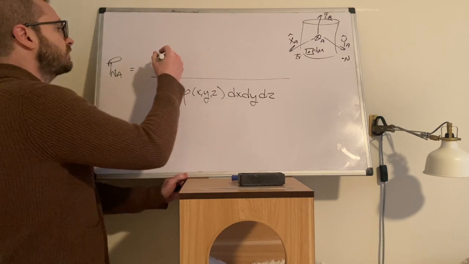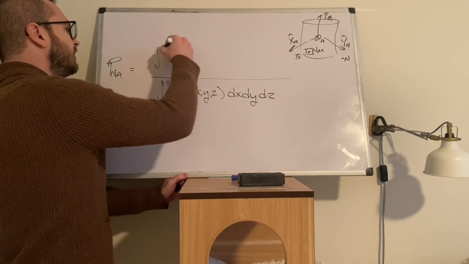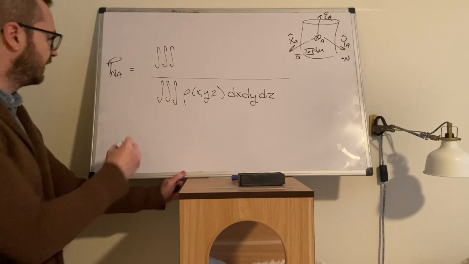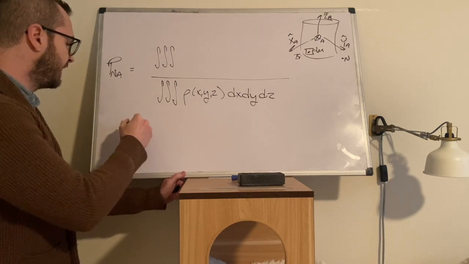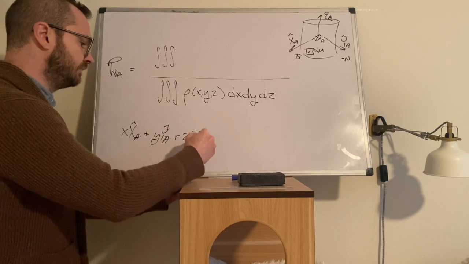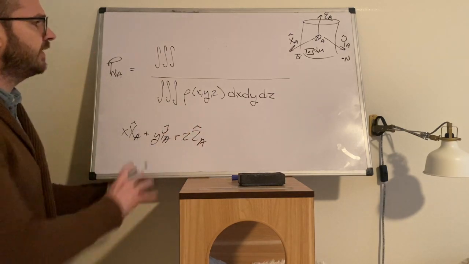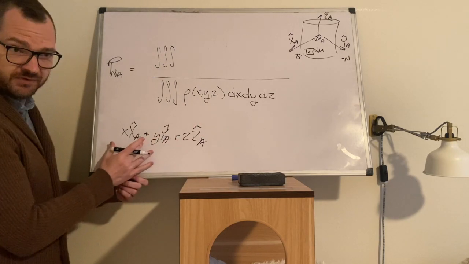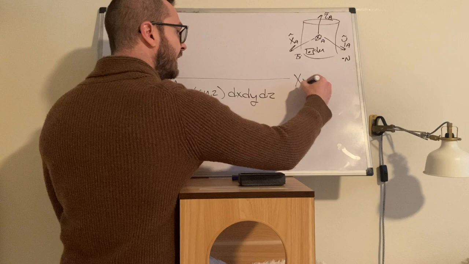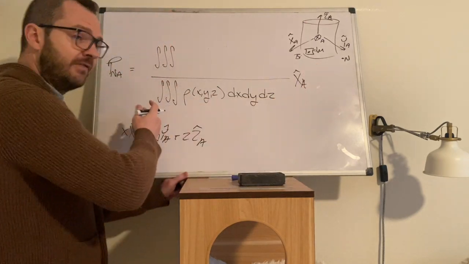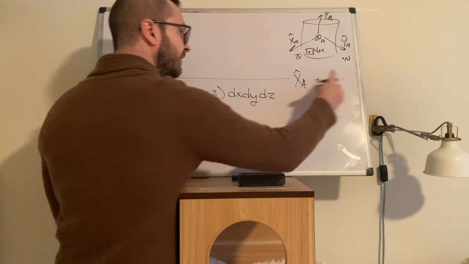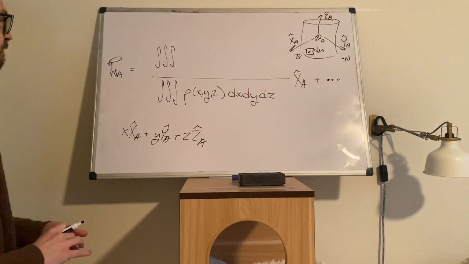Next, we need to do the triple integral of, and recall the position vector was x in the xa plus y in the ya plus z in the za. So let's say right now what we're writing is just this first part. So this answer is the x hat A component of the center of mass, and then we're just going to say plus dot dot dot. So that's for the other two terms.